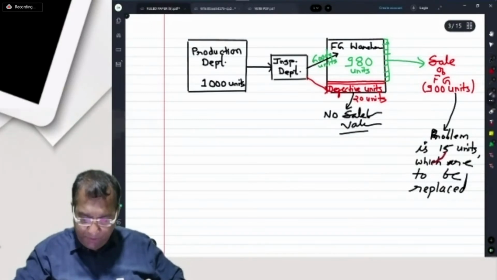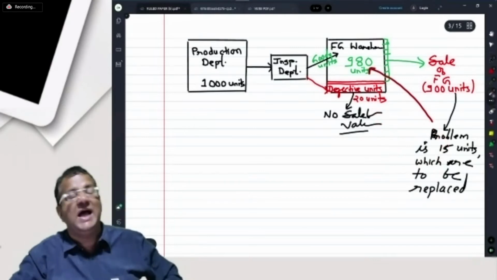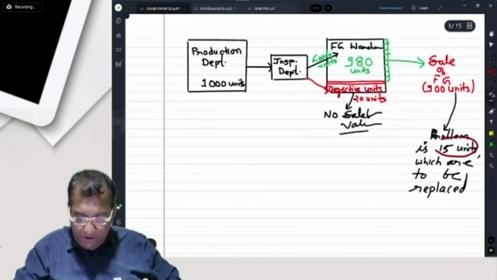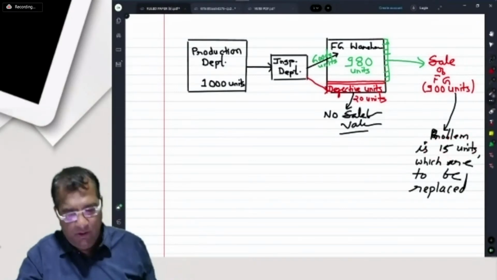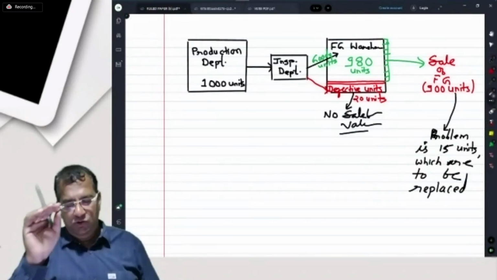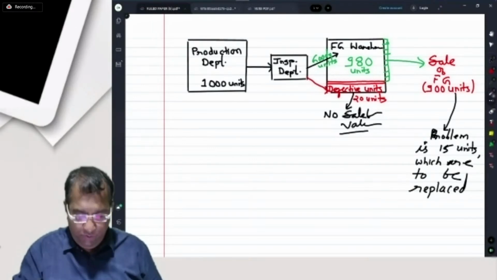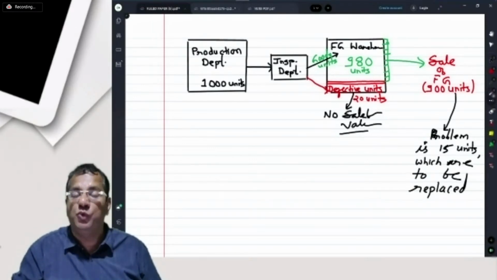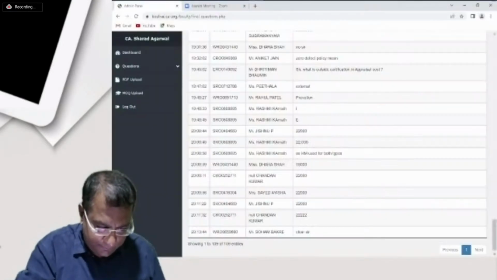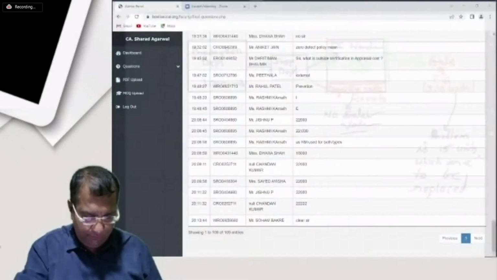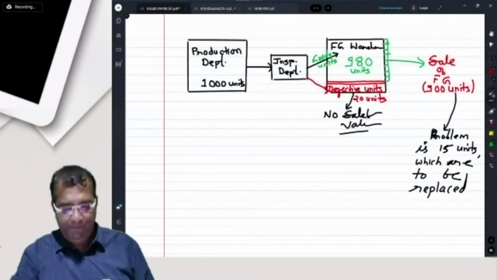Out of which lot is the 15 units to be replaced: out of 20 units, or out of 980 units? Consider yourself as a customer in those 15 units, you will get the correct answer. I am waiting. Please provide me the correct answer. Now, this 15 units which are to be replaced free of cost, since those are in the warranty period, whether these are to be replaced out of those 20 units or out of those 980 units. I am waiting, beta. Please communicate your answer.